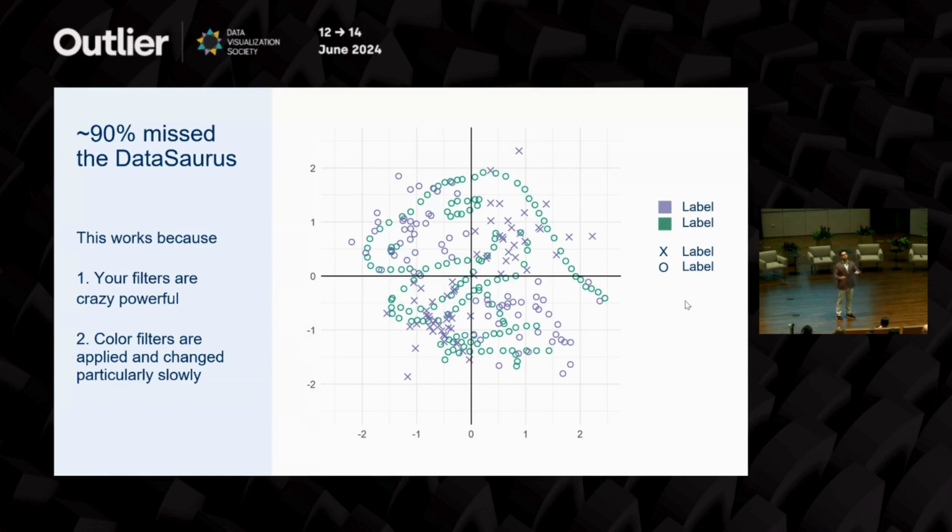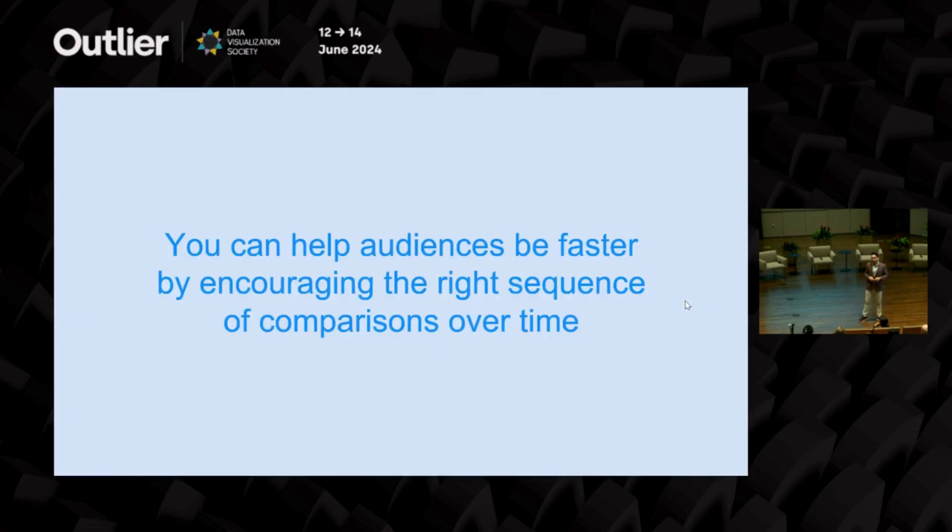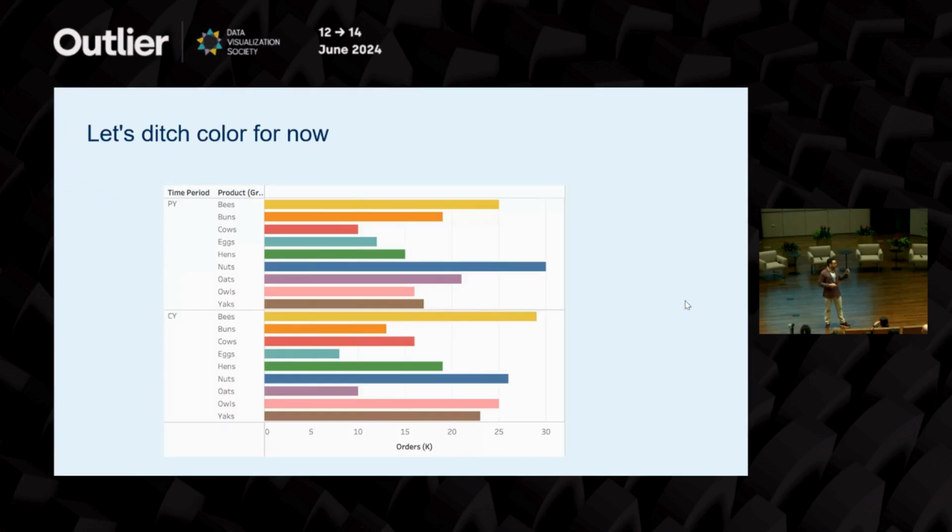All right, so this works because these filters are really powerful because you need them. You can't process everything at once when things get complicated, and your visual system's really good at pulling subsets of visual information out at once. So you can help your audience be faster by recognizing that they pull out these subsets of information at once, and encouraging them to do it in the right order. So let's fix this graph. Let's make it a little bit faster.